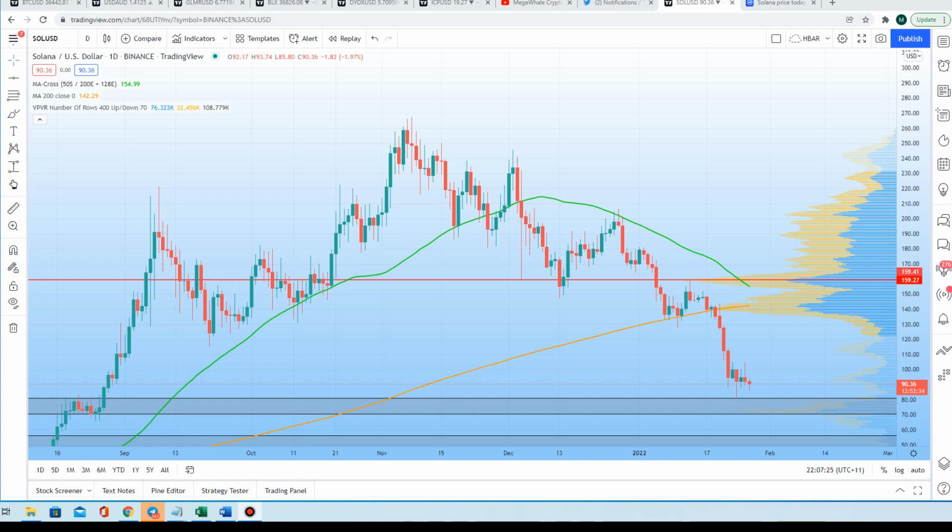Let's go straight into it. So we're starting on that daily chart, and we're looking at the macro to start with. What we can see is that the $160 point is our major long-term horizontal resistance. We would need to break above that point for me to be very, very confident that we're going to continue to a new high.